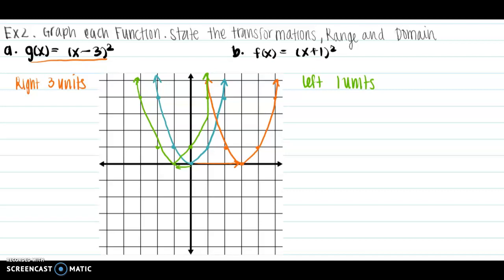And then let's go ahead and do the domain and range. So remember, the domain for a parabola is always negative infinity to positive infinity. And then if you see the y values for all of these start at 0. So it's still going to be from 0 to infinity. And then over here, the range and the domain will be the same.